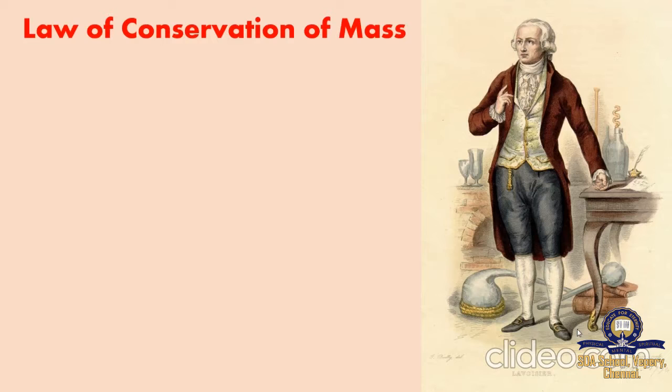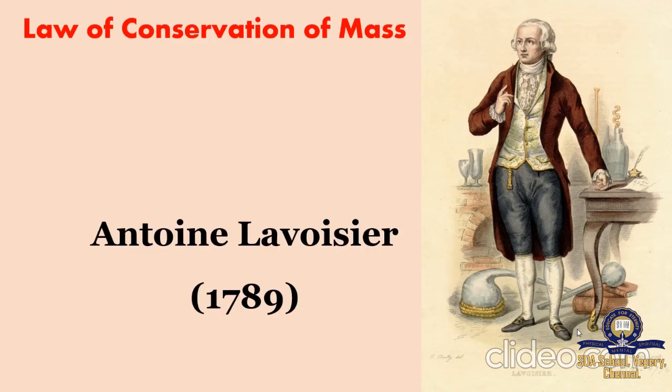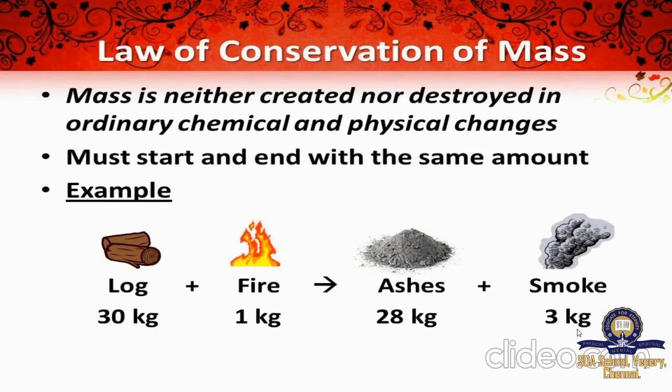So first one is the law of conservation of mass. This law was proposed by Antoine Laurent Lavoisier in 1789. So what he stated is, according to this law, the mass can neither be created nor destroyed in a chemical reaction. So this is the statement he gave.